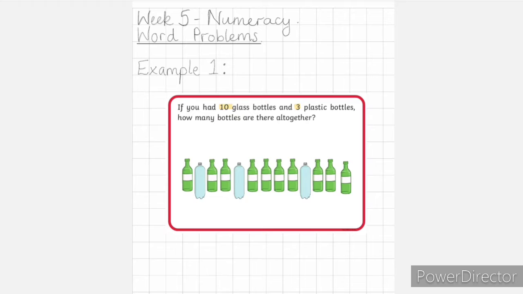So the question asks, if I had 10 glass bottles and 3 plastic bottles, how many bottles are there altogether? And this word is very important because it means we need to add the numbers together. So I'm going to add together 10 plus, or add, 3 equals 13. So this word here, altogether, lets us know that we're adding.